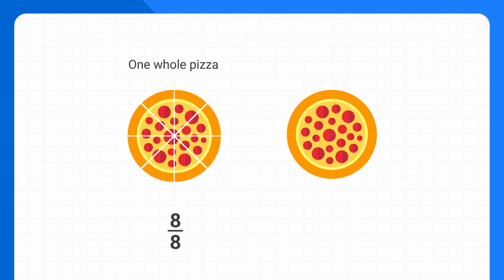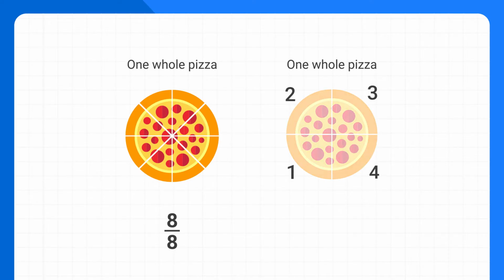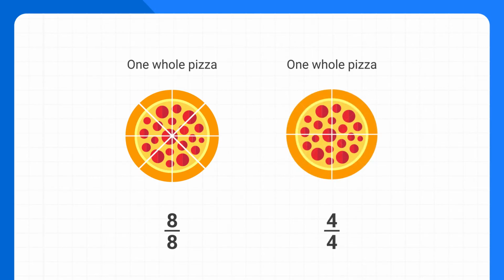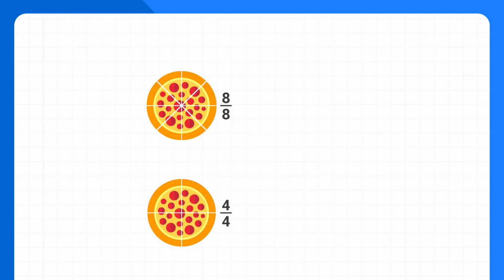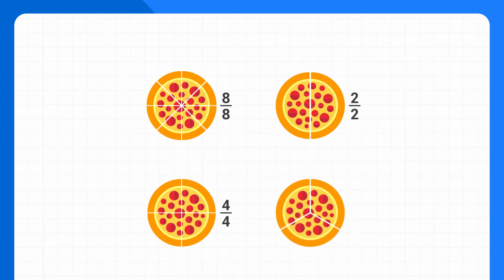But now let's look at a different pizza. This one's been cut up a little differently, but it's still a full pizza. It's still one whole pizza. But as a fraction, we would now say that we have 4 slices out of a total of 4, so it's 4/4 of a pizza. Here's some other examples too. This is a whole pizza, but as a fraction, it would be 2/2. This whole pizza would be written as 3/3.